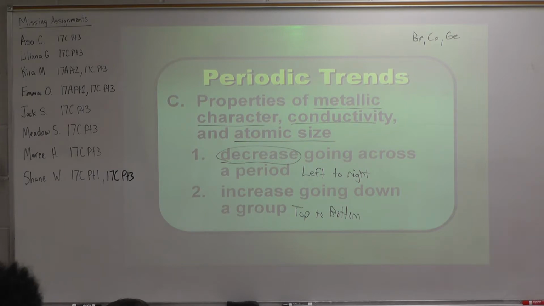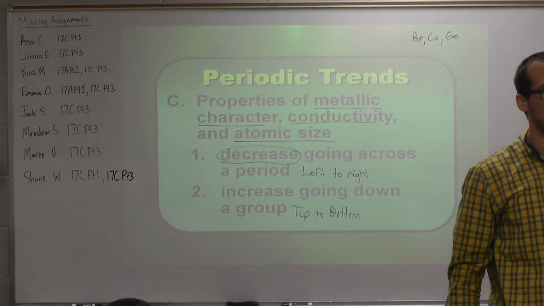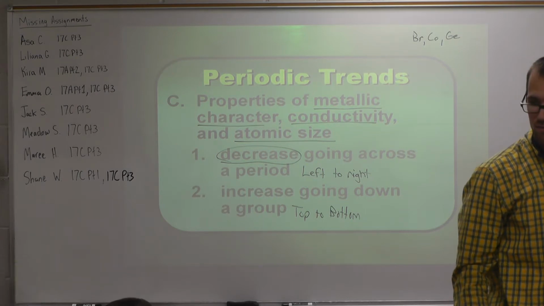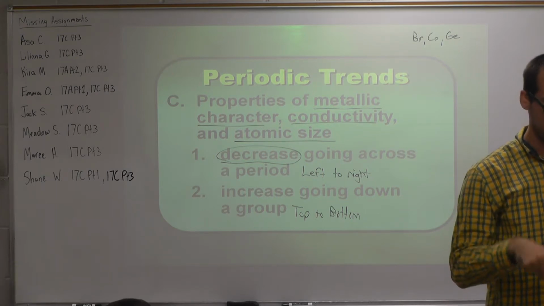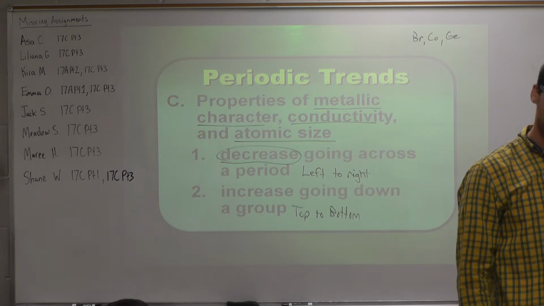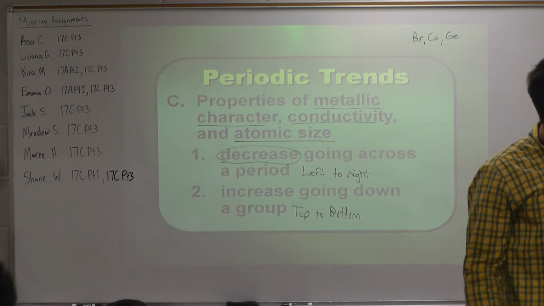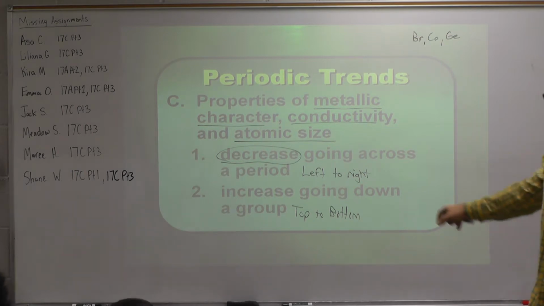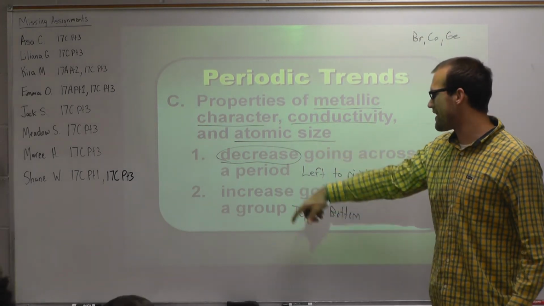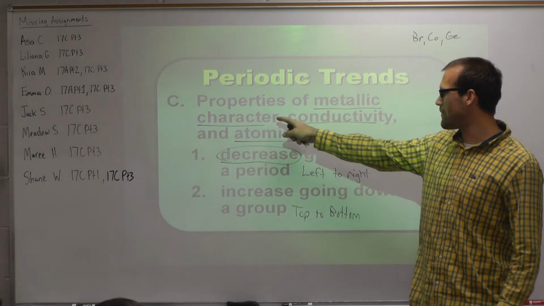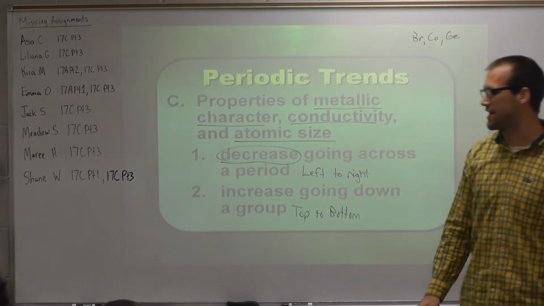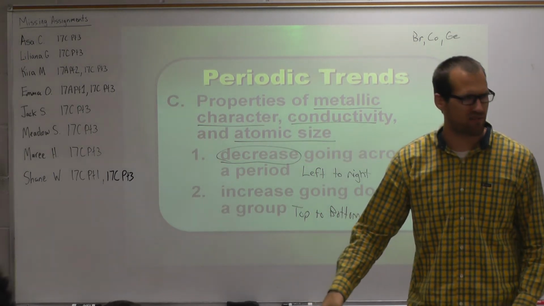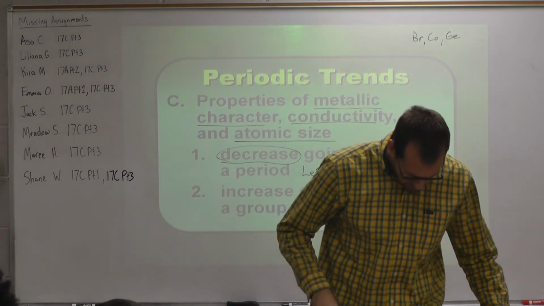What do we call the horizontal rows? Periods or series, and they tell you what? The energy levels. But as we go from left to right, we have a trend. The trend says that as I go from left to right, the metallic character, the conductivity, and the size all decrease. Now, in this problem, what are they asking for?